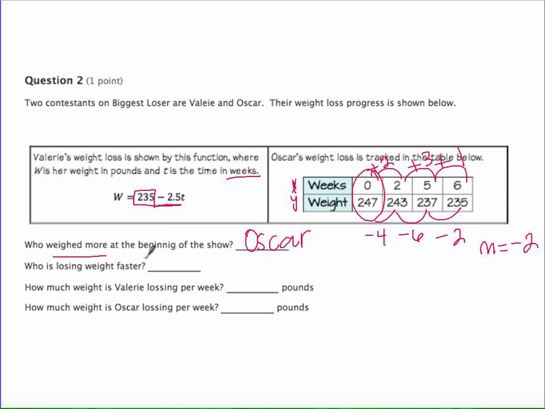Who is losing weight faster? That's the rate of change. So I got just down 2 pounds a week versus 2.5. So Valerie. How much weight is Valerie losing per week? 2.5 pounds. How much weight is Oscar losing per week? 2 pounds. Okay, so I wouldn't say negative 2 because the negative is the losing part.